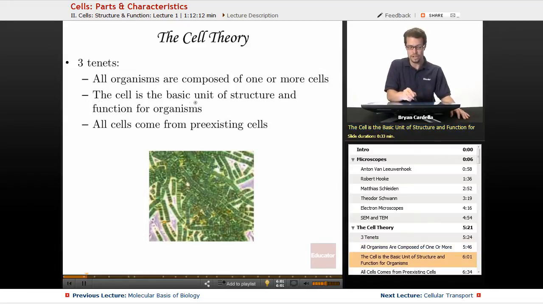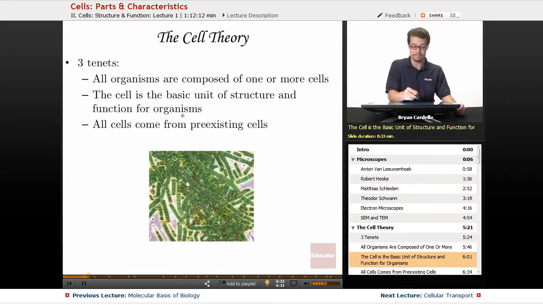The cell is the basic unit of structure and function for organisms, meaning every structure in a body, in a living being, and every function, in terms of every activity that organism is doing, has to do with the cells inside of it. So the reason why your brain looks the way it does, the structure of your brain, comes down to the individual cells inside of it, known as mostly neurons.